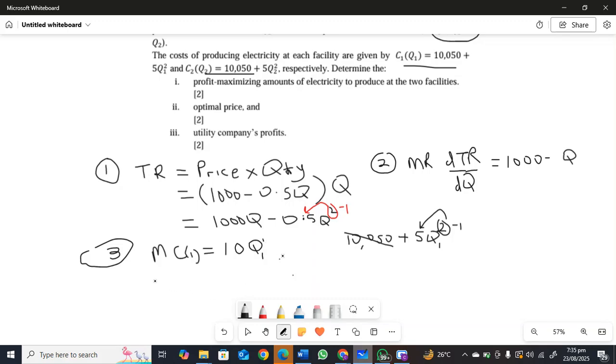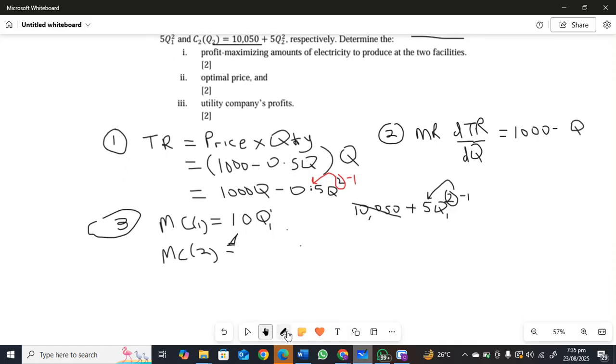So the marginal cost for utility 1 is going to be the same as the marginal cost for utility 2. So it's also going to be 10 Q2 to the power 1. We've derived it.